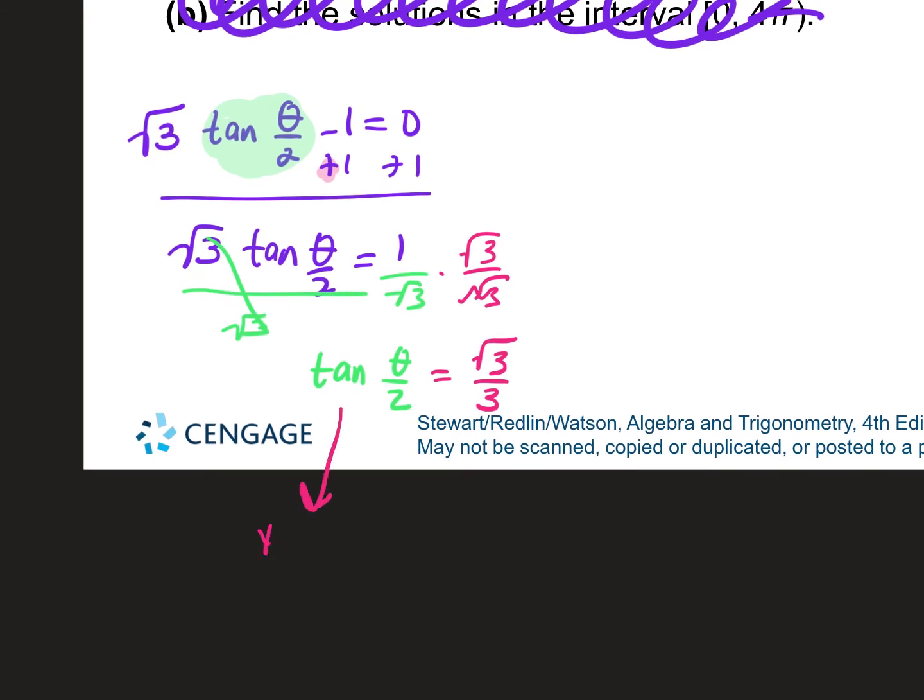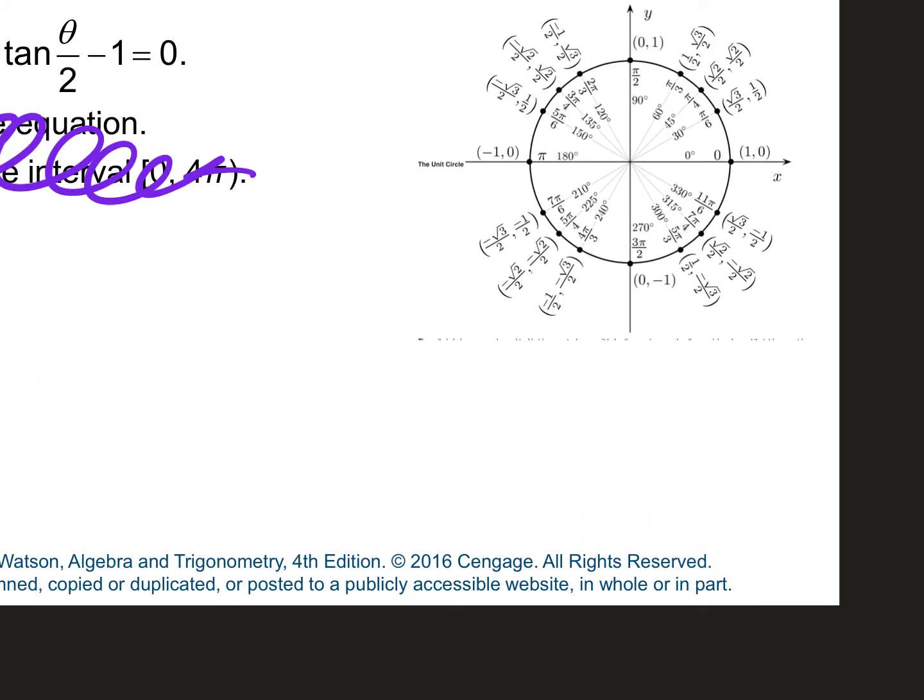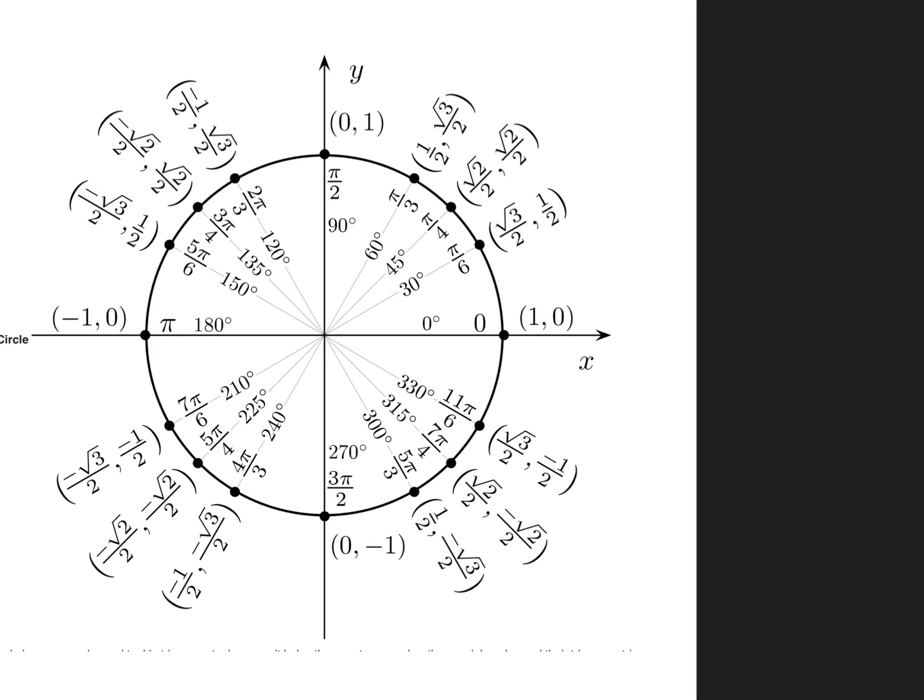Tangent is y over x. Remember, this is really helpful if we could remember where on the unit circle, when I put the y over the x, I get root 3 over 3. Does anybody remember? It's one of these ordered pairs, this one or this one. Does anybody remember which one it is? If you don't remember, then you got to work it out. So put the y over the x. I'll wait for you guys to do it.